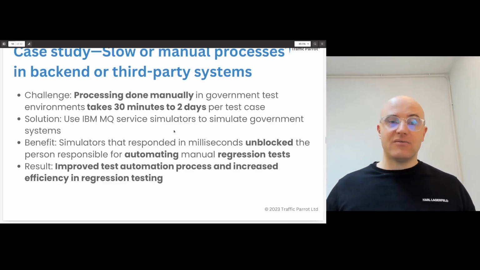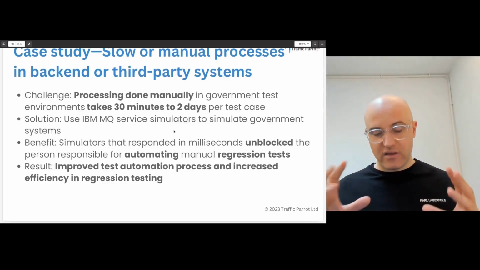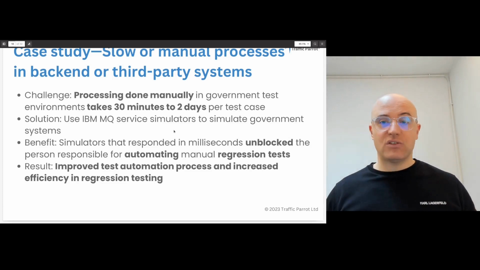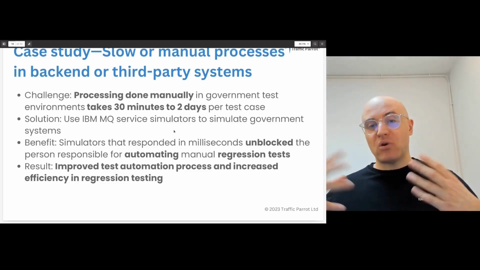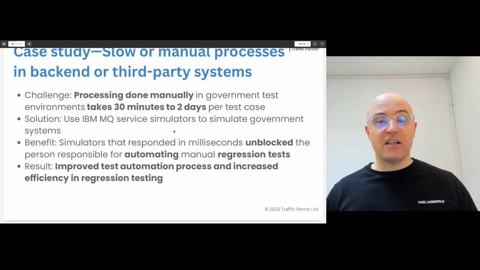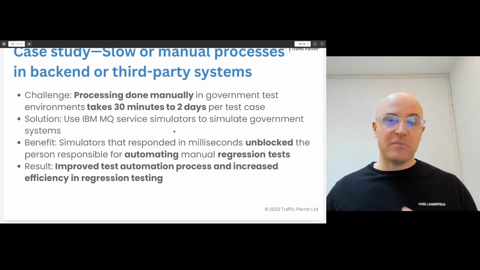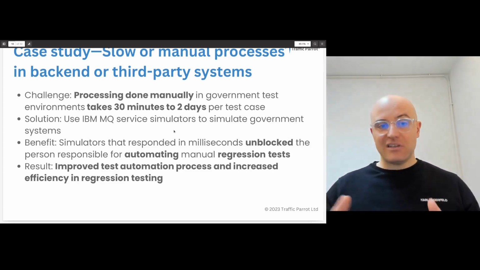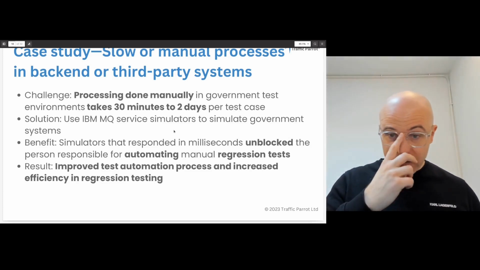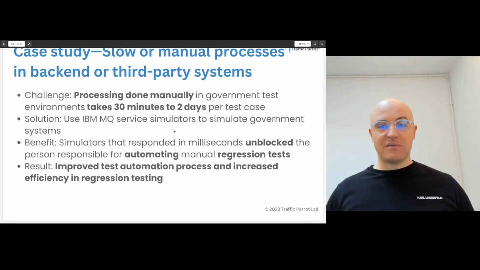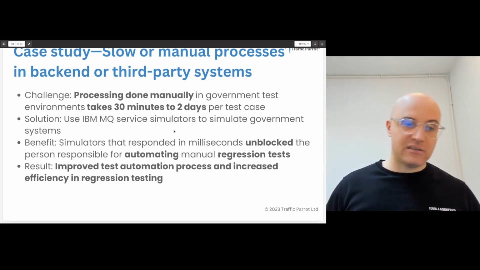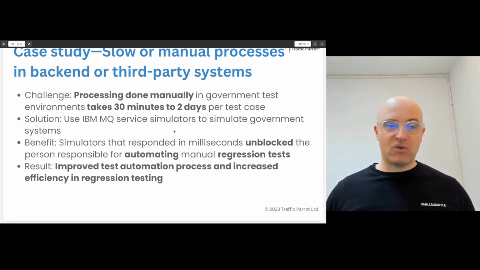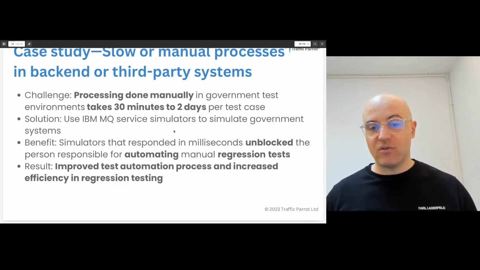A case study from the real world: we've been working with this customer that was integrating with a government entity, and the processing on their side was done manually per test case, and it would take 30 minutes to even sometimes 2 days. This company used IBM MQ simulators to simulate the government systems, and this allowed them to unblock the automated testing of manual regression tests, and that improved the test automation process and increased the efficiency of regression testing.